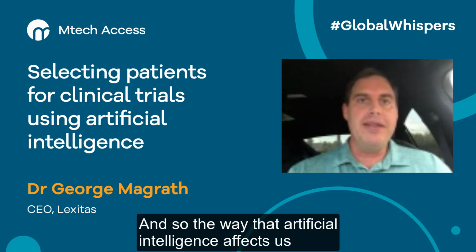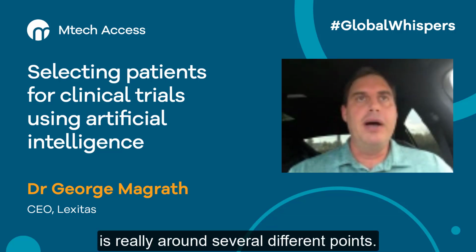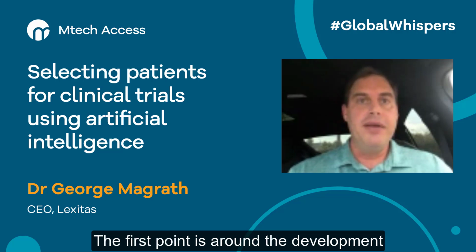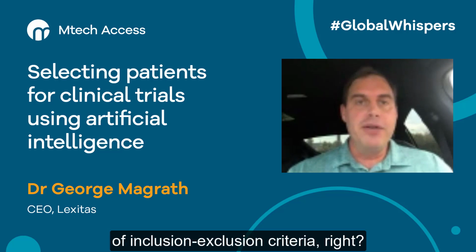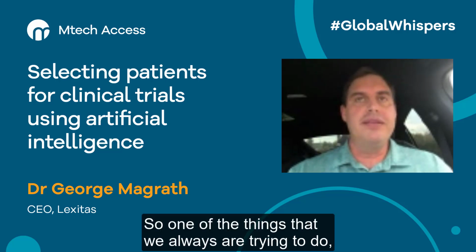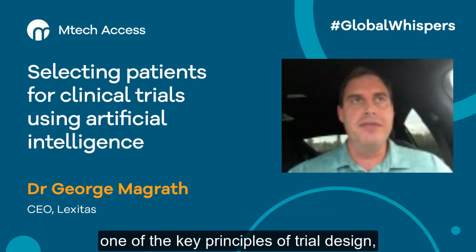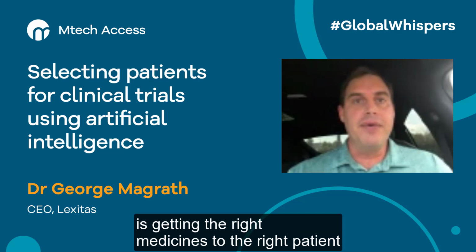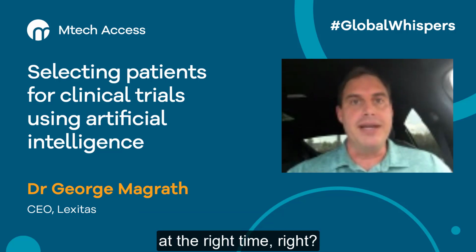And so the way that artificial intelligence affects us is really around several different points. The first point is around the development of inclusion exclusion criteria, right? So one of the things that we always are trying to do, one of the key principles of trial design, is getting the right medicines to the right patient at the right time, right?